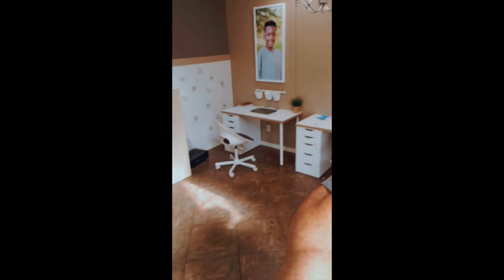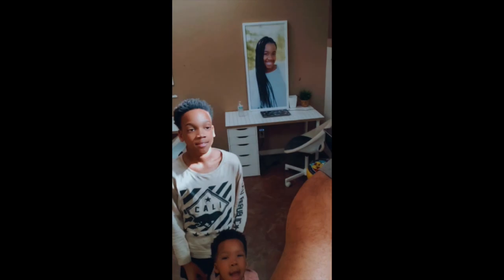I want to introduce a couple of my kids really quick. This is Blake and this is Brayden. We're in our playroom / study room.